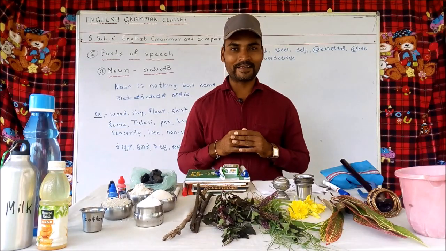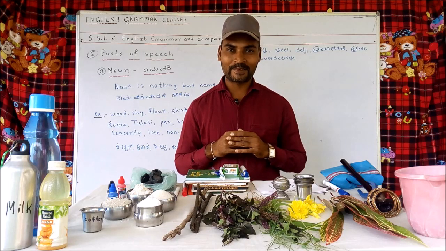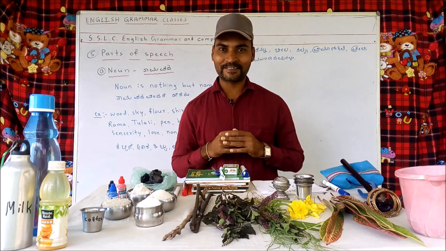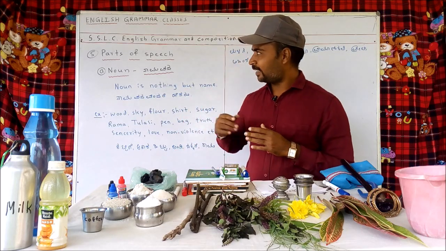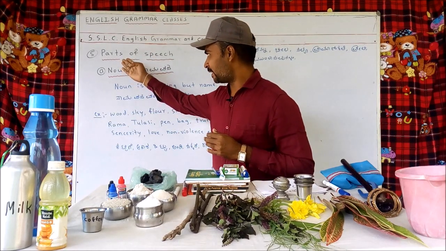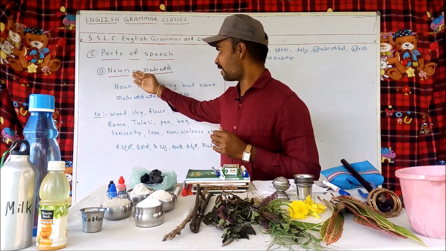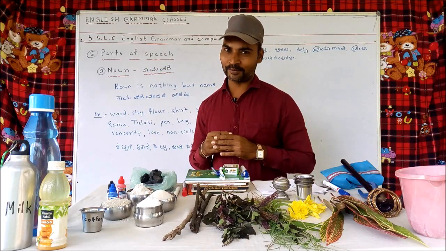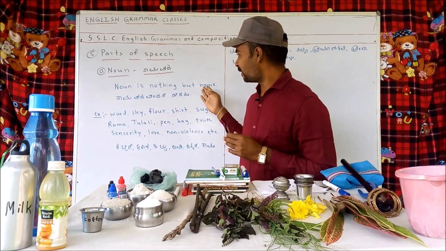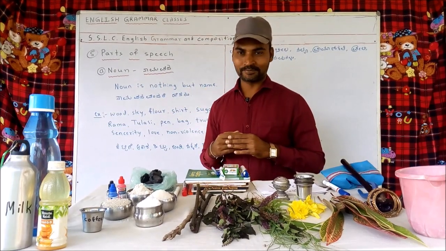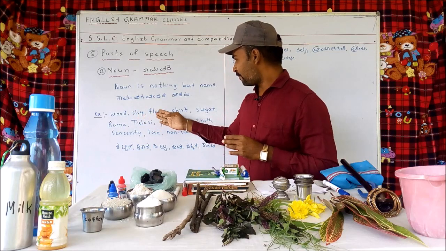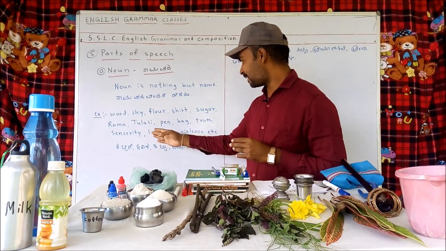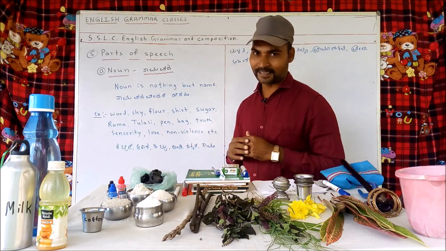Friends, now we are in the fifth lesson of our high school English grammar. In the fifth lesson, that is parts of speech, we are studying about noun as a subtopic. Noun is nothing but name. Wood, sky, floor, shirt, sugar, Rama, Tulsi, pen, bag, truth, sincerity, love, non-violence, etc.